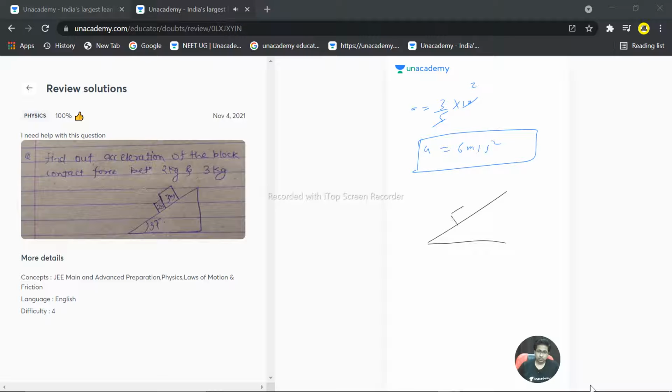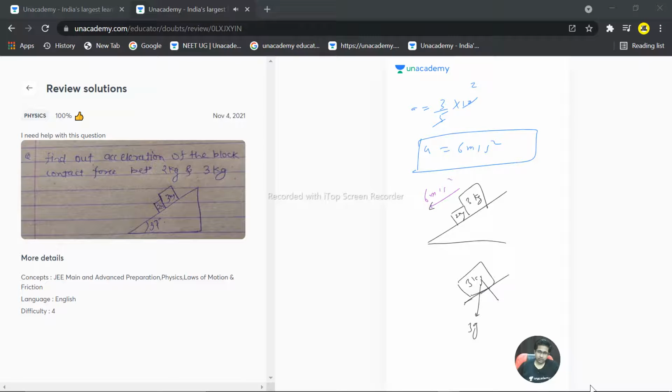Now let's try to calculate the contact force between these two, 2 and 3 kilogram block. Okay, this is 2 kg, this is 3 kg. One thing is common: they are accelerating downwards with 6 meter per second square. Now if I talk about the 3 kilogram block, on the 3 kg block we can say 3g is acting downward.